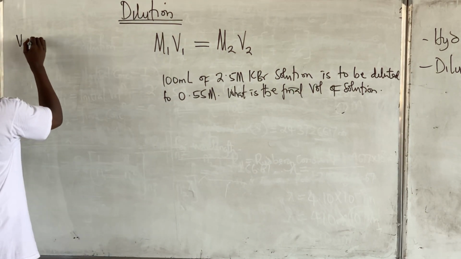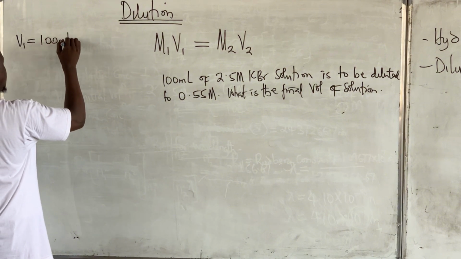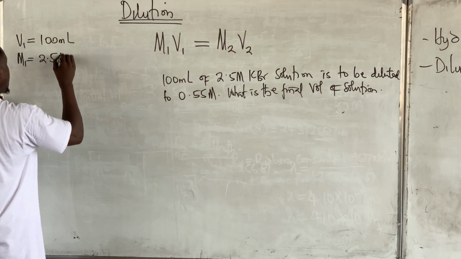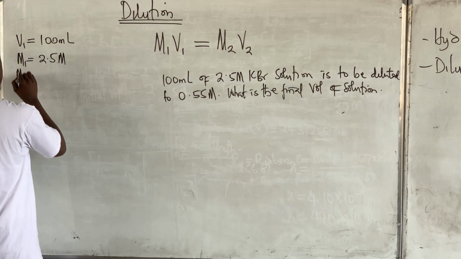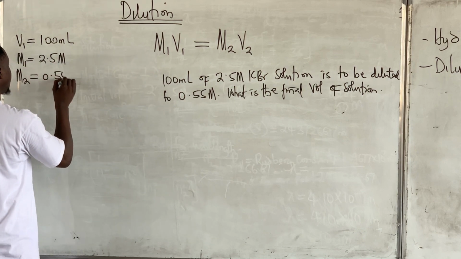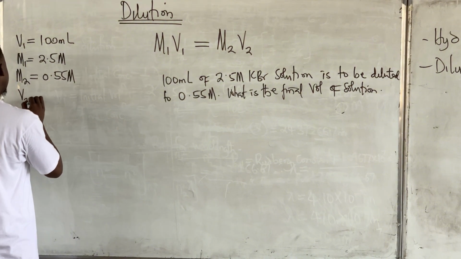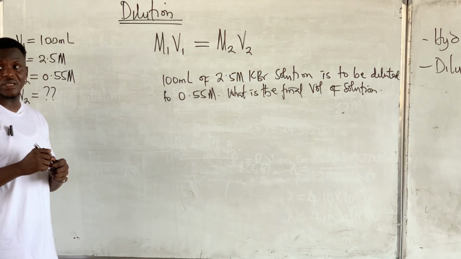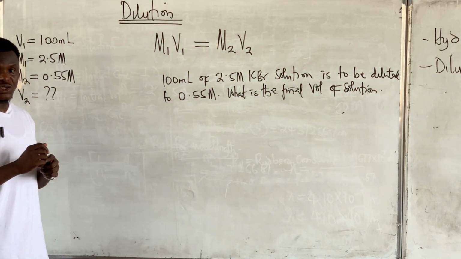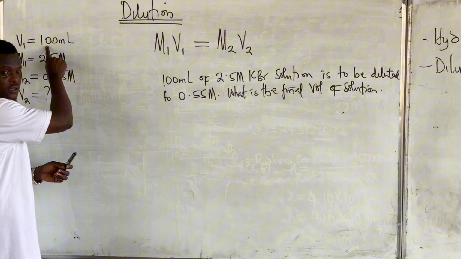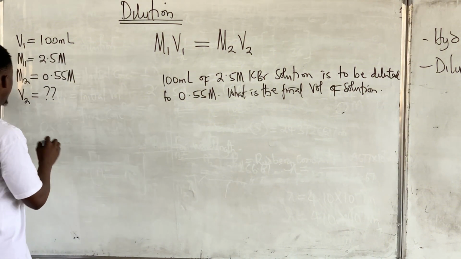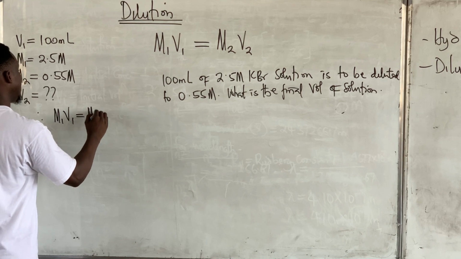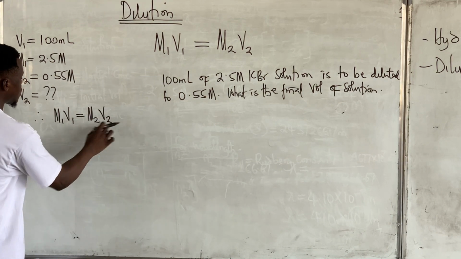So my V1, which is the volume of the initial solution, is 100 ml. My M1 is 2.5 molar. Now M2, that's the final, is 0.55 molar. They are asking me for the final volume, V2. Class, if they had asked me for the amount of water that is needed, it would have been V2 minus V1. So we'll say, therefore, M1 V1 equals M2 V2. Now make V2 subject of the formula.